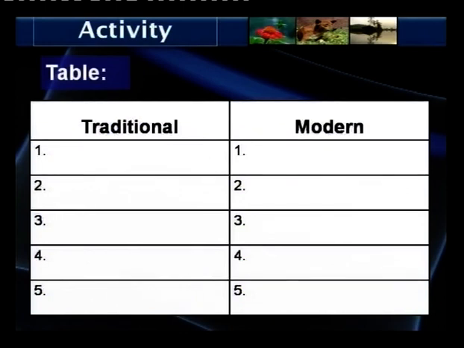I'll give you 3 minutes. 3 minutes to copy down the table, and you list only 5 traditional machines and 5 modern machines.